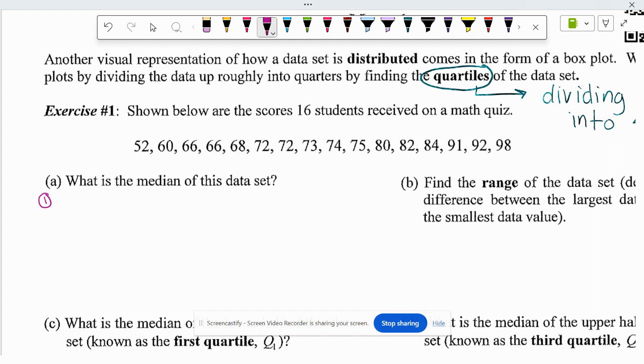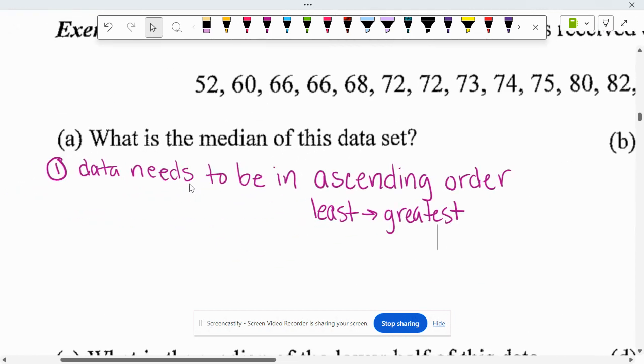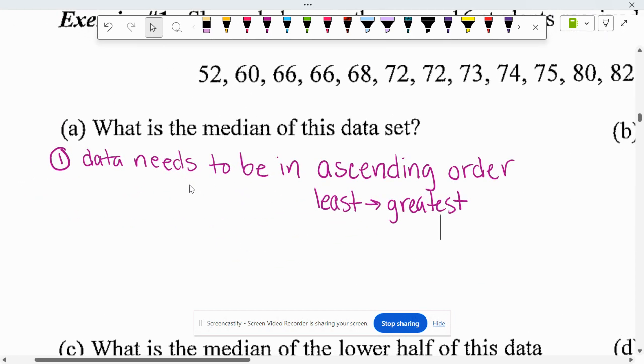Yeah. So I'm going to write a little note. Number 1, data needs to be in order. Do you guys remember what that order is called? I'm going to write ascending, because that's how you're going to see it probably. Ascending order, and below that, least to greatest. So it has to be in ascending order.